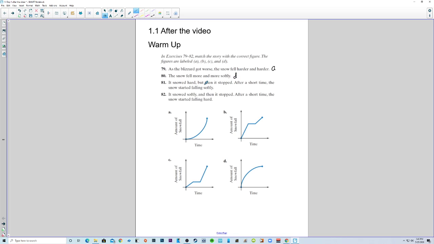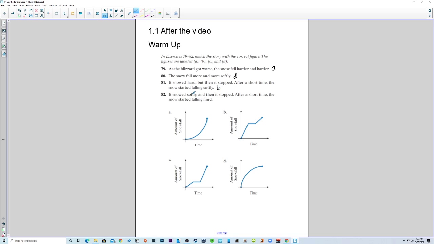It snowed hard, but then it stopped. After a short time, the snow started falling softly. So this one, it started, stopped, and then it accumulated, but not quite as fast. So this is letter B.